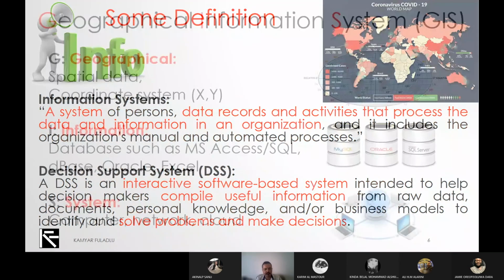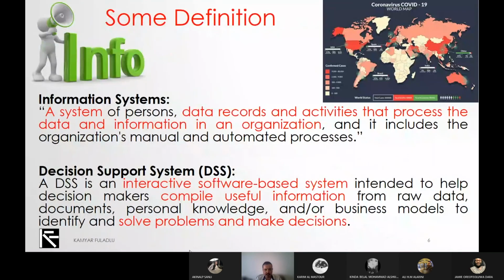Is there any question up to now? Is everything clear? Yes, Hocam. Yes, Hocam. Okay, so let's continue.